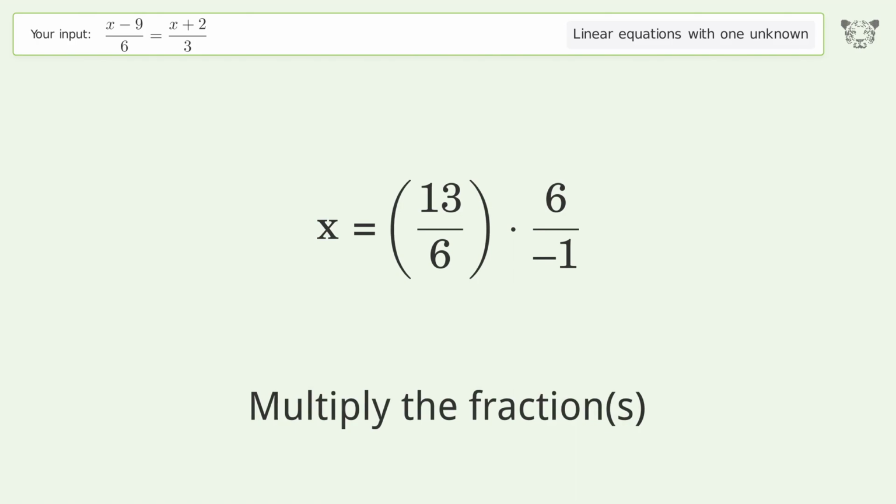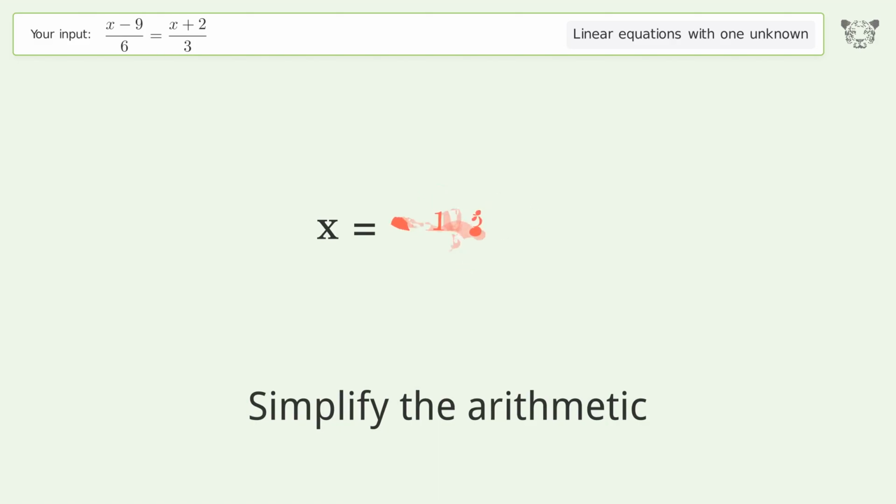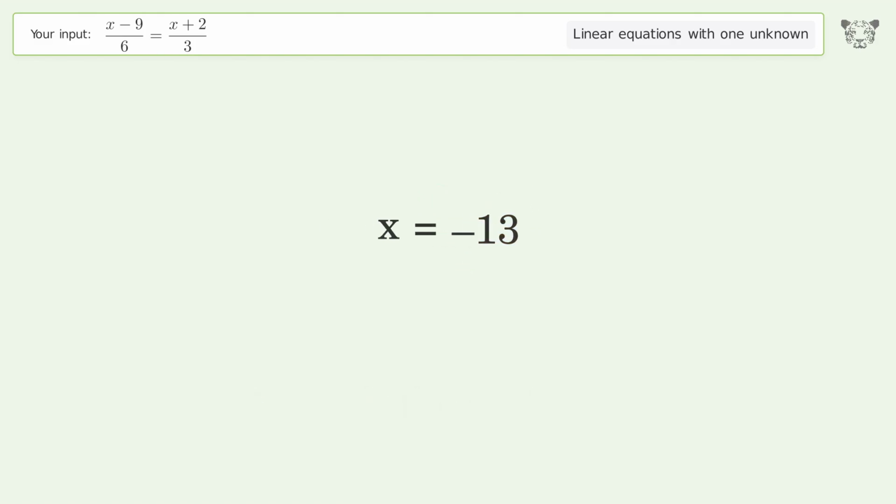Multiply the fractions. Simplify the arithmetic. And so the final result is x equals -13.